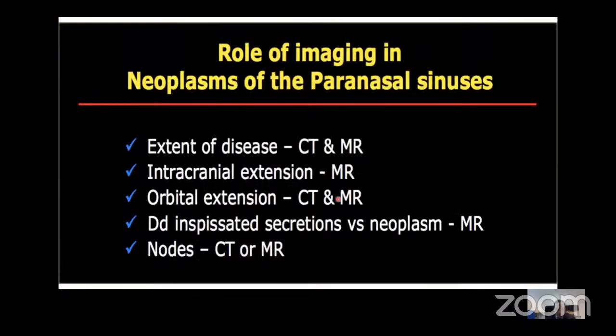So the advantage and use of the MRI scan is to identify the site of the tumor, the extent of the tumor, and to see whether it is extending intracranially, laterally into the orbit, or medially into the contralateral nasal cavity. And we should also do a CT or MRI scan of the neck to check for any neck metastasis.